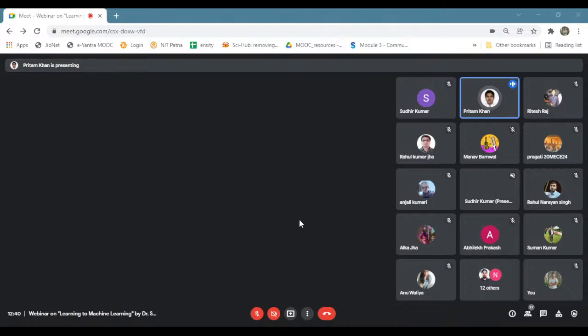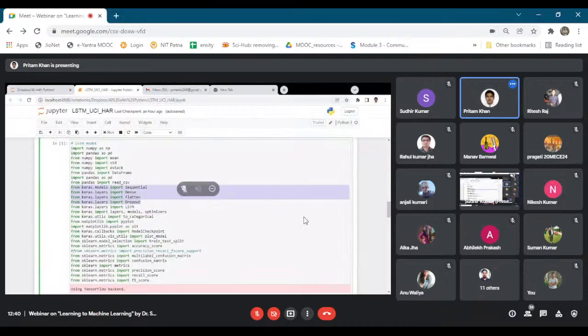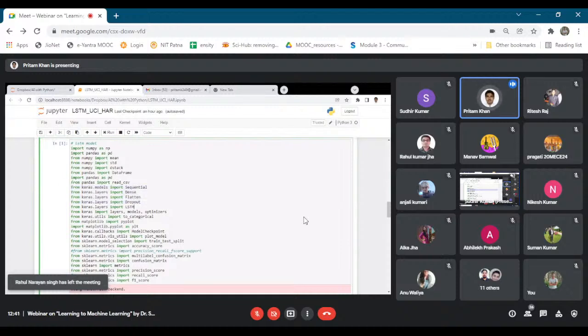From keras.layers, I'm importing the LSTM. You can also see other things I'm importing, like Sequential, Dense, Flatten and Dropout. These are the intermediate layers I require for framing my model, and I'll discuss that. From NumPy, we are importing mean and std, where std is the standard deviation. NumPy is the library used for matrix and array operations and arithmetic and logical operations, so for that you require NumPy.